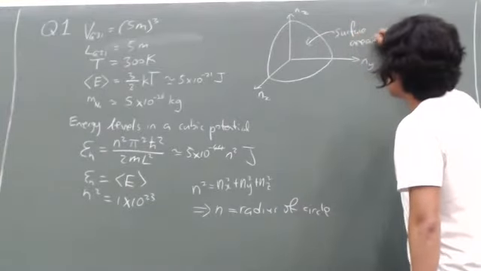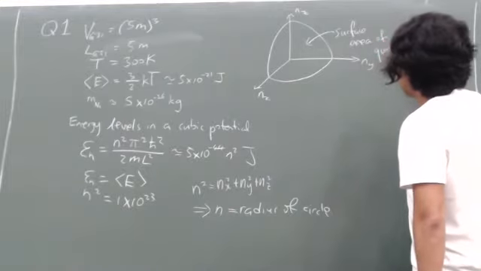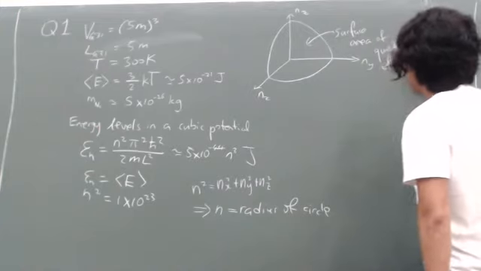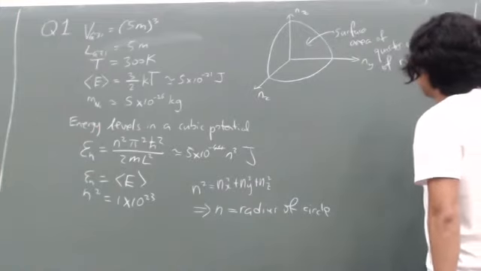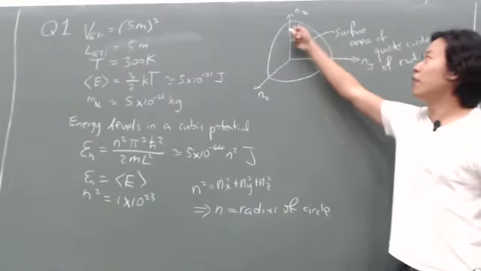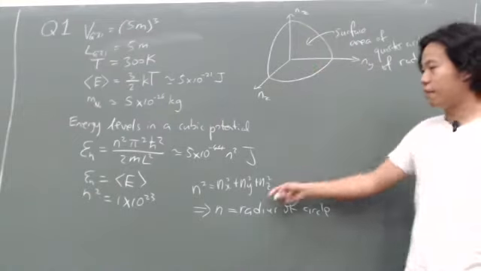Surface area of quarter circle of radius n. Because if you fix the radius n, then you know every point on the surface of this circle, the three coordinates nx, ny, and nz must satisfy this equation.